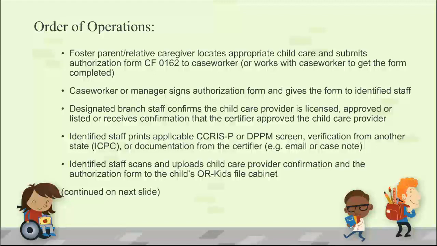So to recap many of the things we've talked about already, it starts with a foster parent either completing or working with the caseworker to complete Form 162, our authorization form. The caseworker or their supervisor is then going to sign the form and pass that off to the designated staff person. That designated branch staff person is going to confirm that the provider is licensed through CCRIS, that they're listed through the DHR screen, or that they've been approved through that process with the certifier.